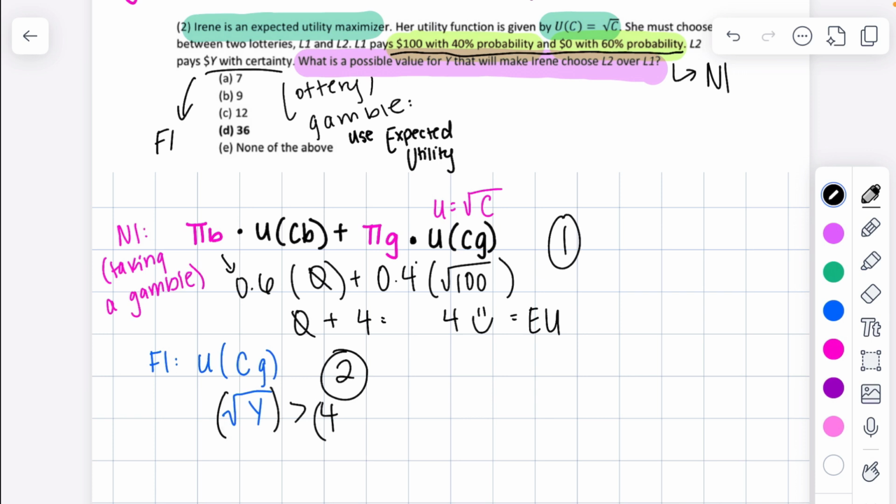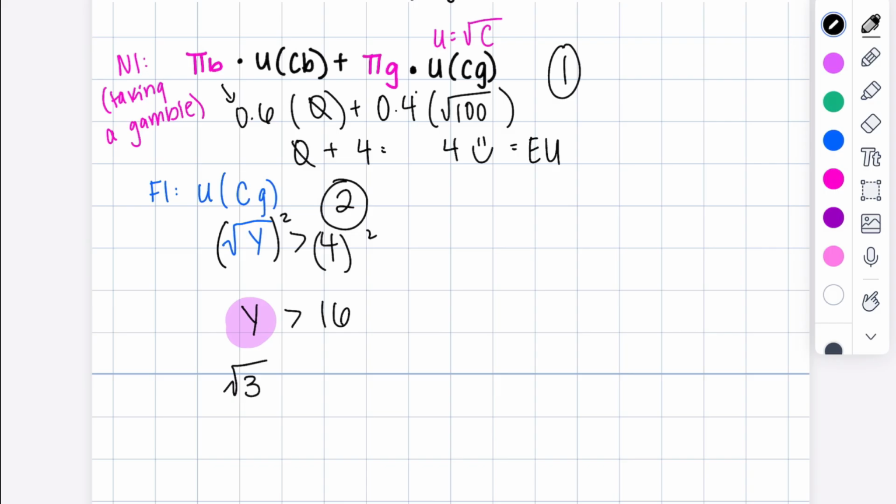If we were to just square both sides to get rid of that square root, we have Y has to be greater than 16. The only option given for Y out of our choices that is greater than 16 is D, 36. So Y could equal 36, and that would make Irene choose lottery 2 over lottery 1. Because then she'd have an expected utility of the root of 36, which is 6, which is greater than her expected utility of 4 under lottery 1. And so Y being 36 would make her choose lottery 2 over lottery 1.